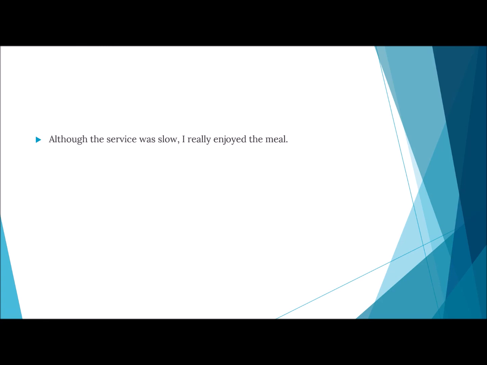Next one. Although the service was slow, I really enjoyed the meal. This one is absolutely fine. The although matches the comma, and this one makes sense because this enjoying creates the contrast with the slow service. That fits the use of although.